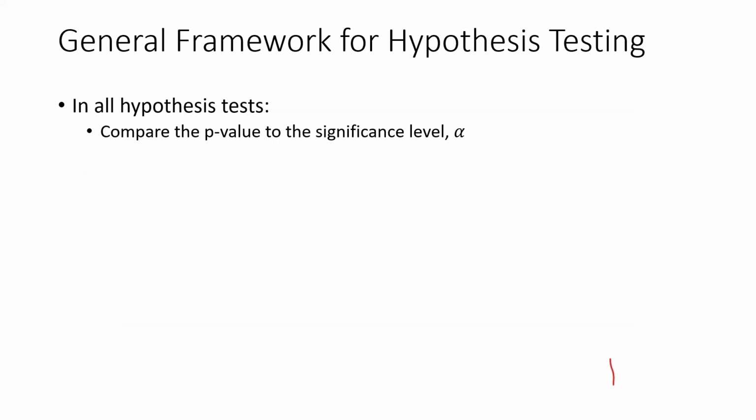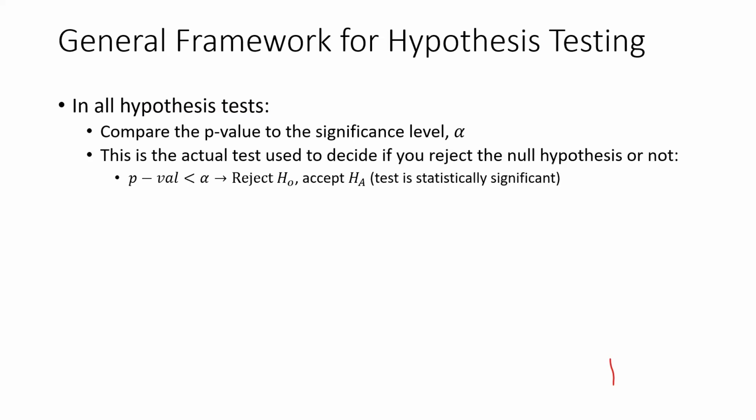So in all of these, we're going to get the p-value, and then we're going to compare it to the significance level alpha. And we've talked about this: if the p-value is less than or equal to alpha, we're going to reject the null and accept the alternative. We say the test is statistically significant.